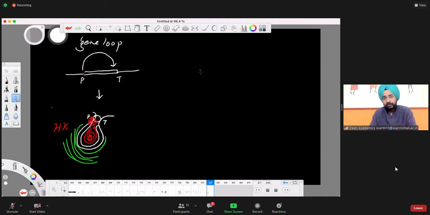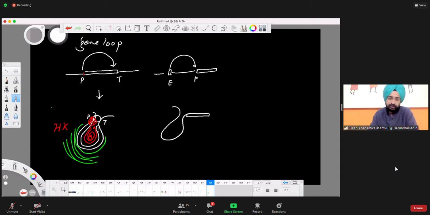Okay, and the other loop you already know, we are building up slowly. You have the enhancer, right? So the enhancer loops onto the promoter. I have a gene over here. Of course, they can coexist. The gene loop and the enhancer loops can coexist.